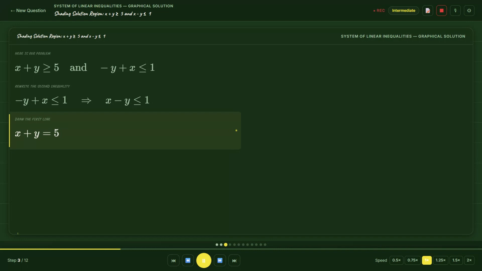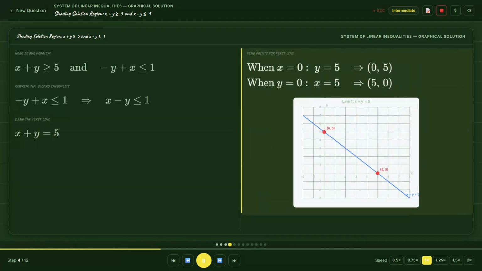First, let's draw the line for our first rule. We pretend the sign is just equals. To draw a line, we need 2 points. When x is 0, y is 5. That gives us the point 0, 5. When y is 0, x is 5. That gives us the point 5, 0. Now we can draw a straight line through these two dots.